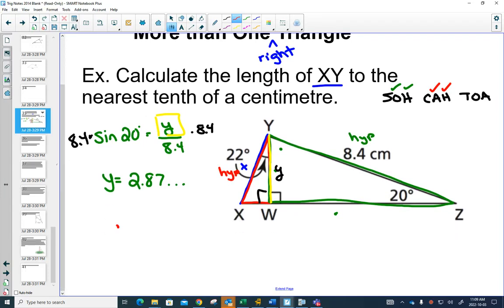So I write out the definition of cosine. Cosine of the angle of 22 degrees is the adjacent side, which is 2.87..., divided by the hypotenuse, which is x.